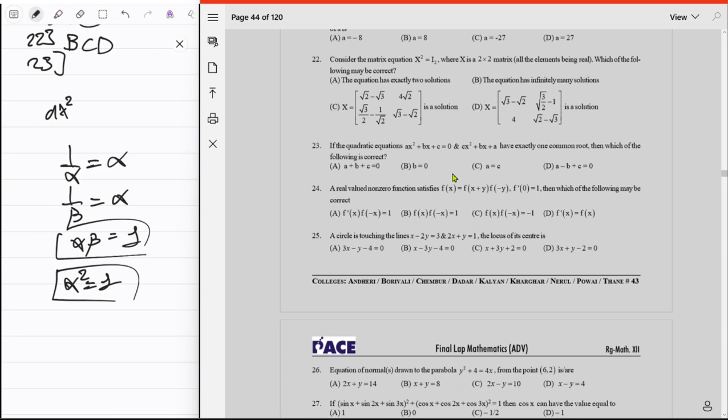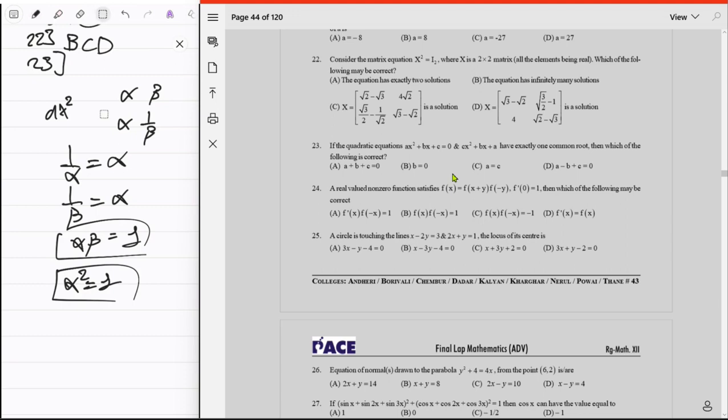Okay, wait. Alpha equals 1 upon beta, but then won't 1 upon alpha also be equal to, wait, that's not going to be good. Here you have beta and here you have just alpha, and so beta square must not be equal to 1, otherwise that's problematic.